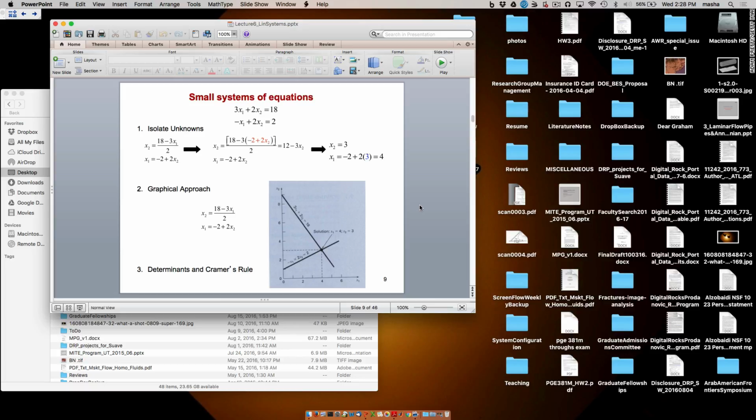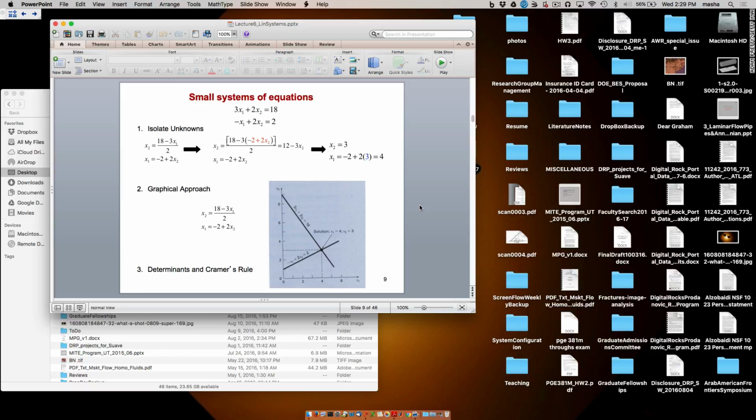So number 3, if you had 3x1 plus x2 is equal to 7, and minus 3x1 minus x2 is equal to minus 7. Do you have a single solution x1, x2? No, they're essentially the same equation. Okay? But you do have a solution that is that line.